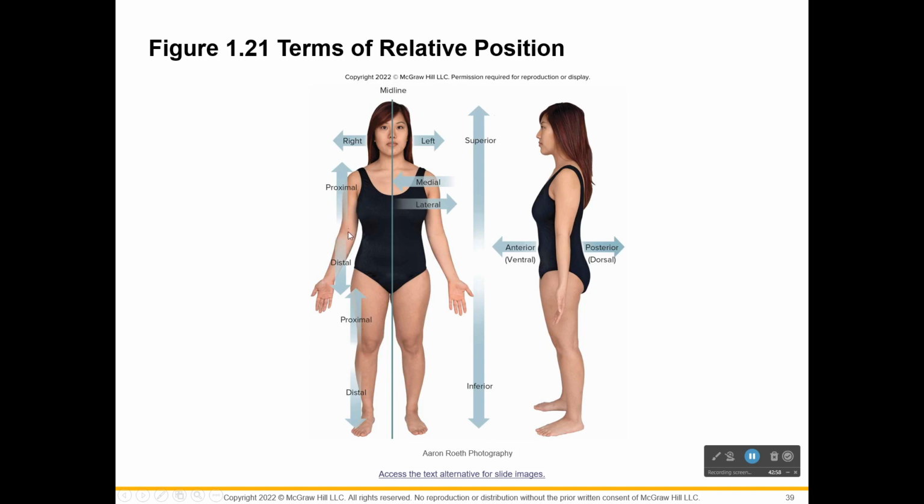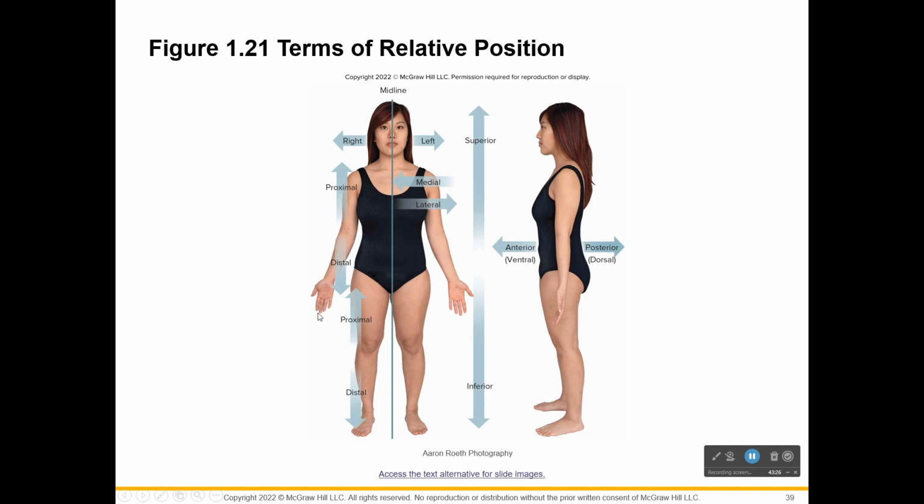So let's talk about her elbow and her wrist. Compare the elbow to the wrist. Which is closer to the attachment of the arm? Well, the arm's attached up here. So we would say the elbow is proximal to the wrist. It is closer to attachment than the wrist is. Oppositely of that, the wrist is further from attachment than the elbow, so it's more distal.